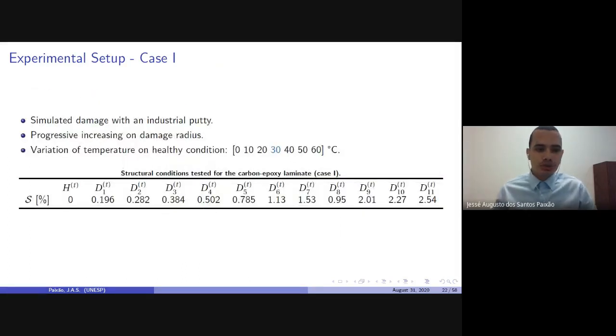Here we present the structural conditions simulated. The damage was simulated by bonding an industrial putty between the PZT1 and 2, and the progressive damage conditions were simulated by increasing the area covered by this putty. Then we performed the experiments under a variation of temperature from 0 degrees Celsius to 6 degrees Celsius in the health condition, and the reference temperature was 30 degrees Celsius. Here we have 11 damage conditions varying from less than 0.2% to almost 2.5% of the delamination area. Here, the delamination area is given as percentage of the total area of the plate.